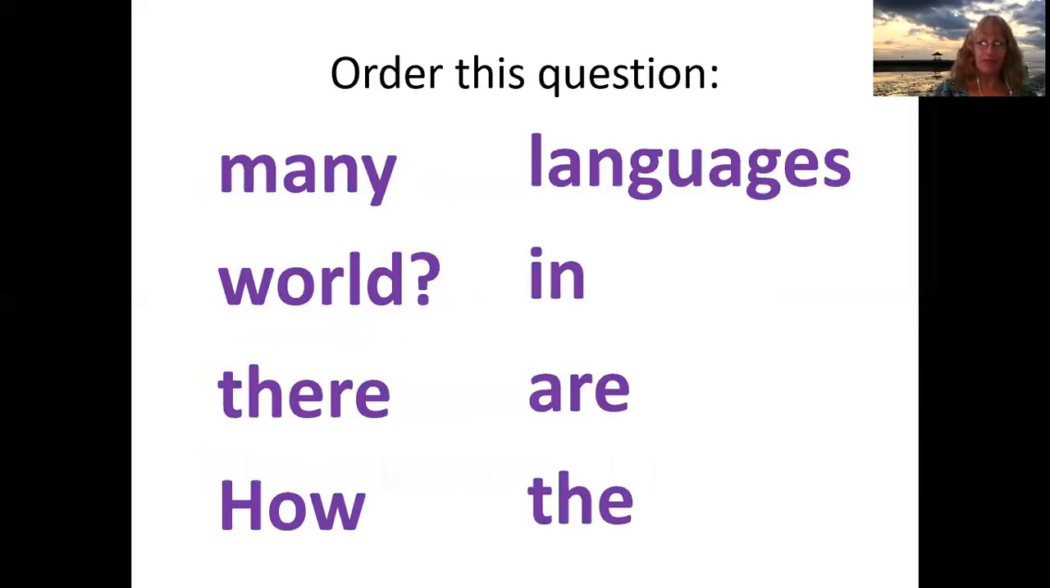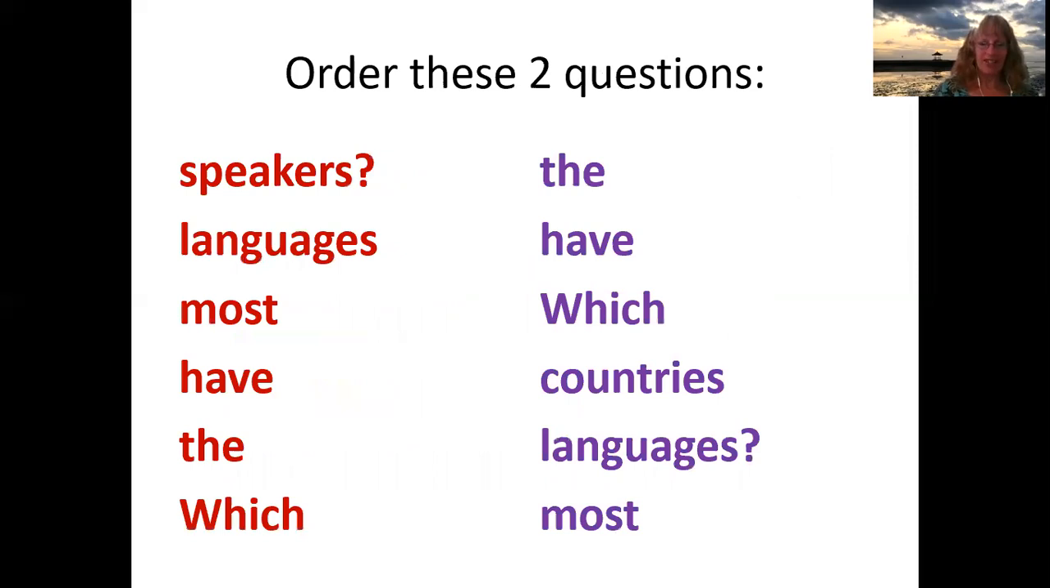First question, can you put these words into order to make a question? Ready? Of course. How many languages are there in the world? Did you get it? Okay. Two more questions. Can you put them in the right order? You have 30 seconds. Okay, ready?